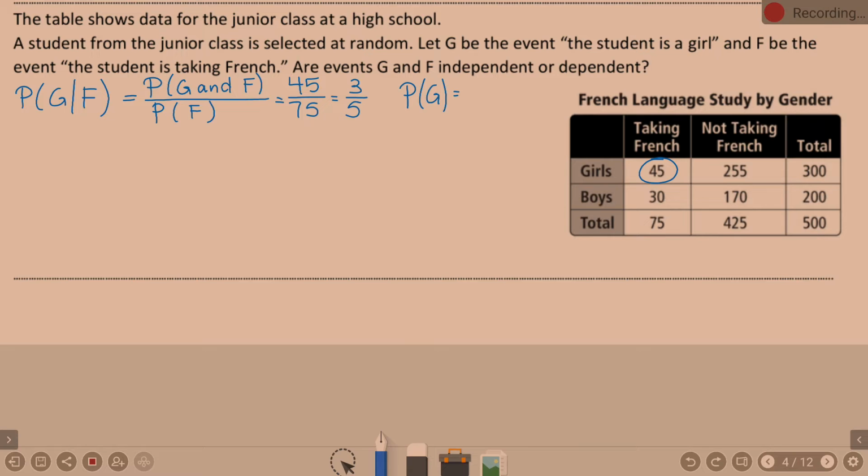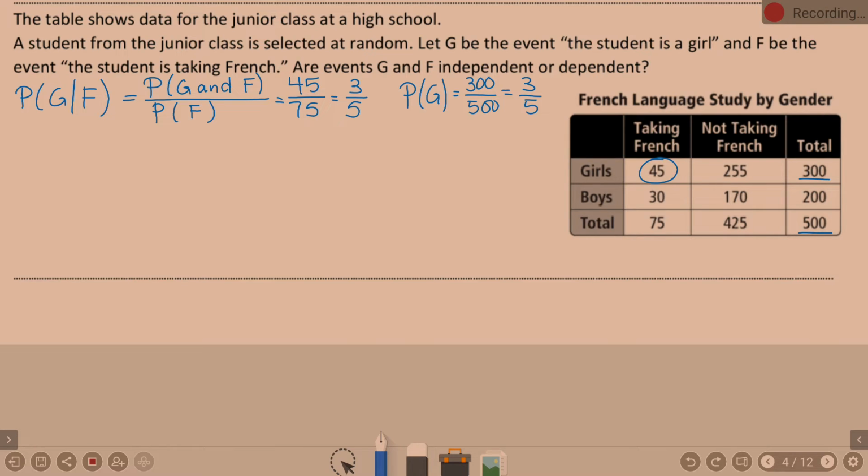What do we have on the probability a student is a girl? 45 out of, is that 500? No. Look at this G that I wrote. Oh, yeah, my horrible fault. 300 out of 500 total students. What do you know about 300 over 500? I think that's 3/5. So, what do I know so far? They're equal.